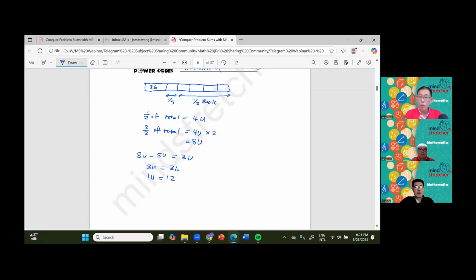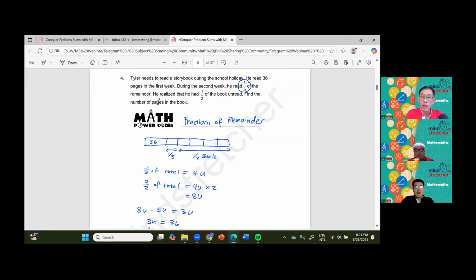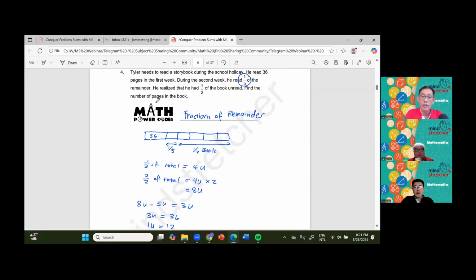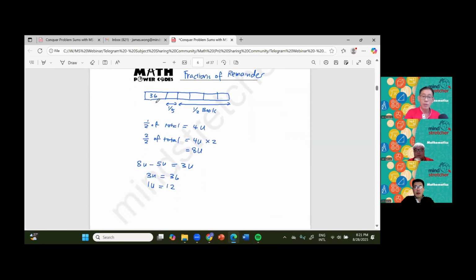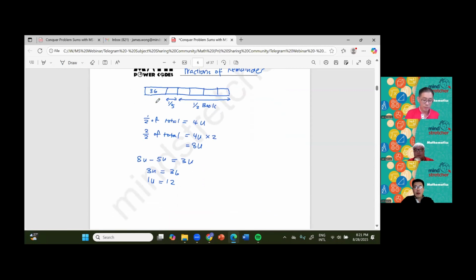So I'm almost there already, and I'm ready to answer my question. Let's take a look at what the question is asking for. It says, find the number of pages of the book. So the number of pages of the book will simply be 8 units. 8 units will be equal to 12 times 8, and that will be 96.